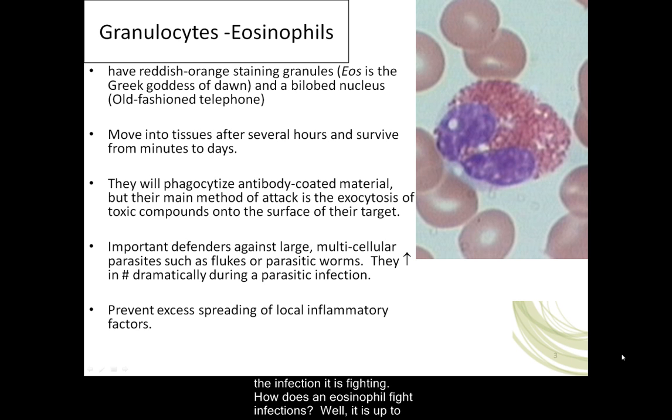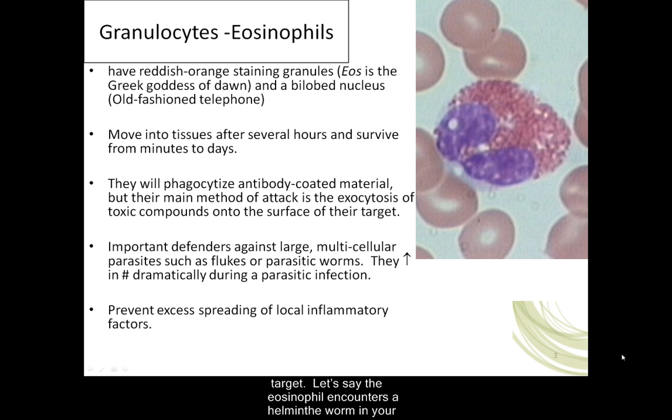How does an eosinophil fight infections? Well, it is up to speculation whether or not it phagocytizes antibody-coated material, but their main method of attack is through exocytosis of toxic compounds onto the surface of their target.